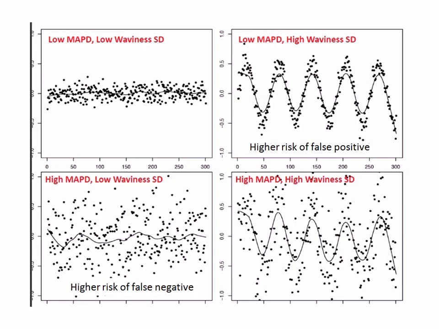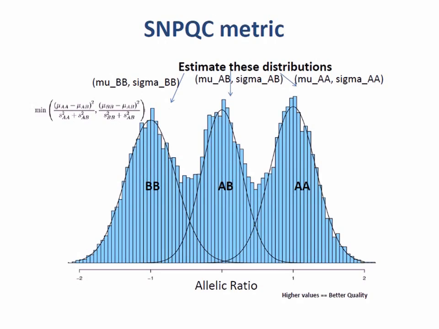If you have a high MAPD and low waviness, if you look over a longer span, neighboring segments agree with each other, but neighboring probes do not. So this would be a higher risk of a false negative. And so both of those metrics end up being important. SNP-QC is basically just saying, if I take my alleles, can I bin them into the 3 patterns that I expect for a diploid? And if it does a good job binning into the 3 expected patterns, you'll get a good SNP-QC score.